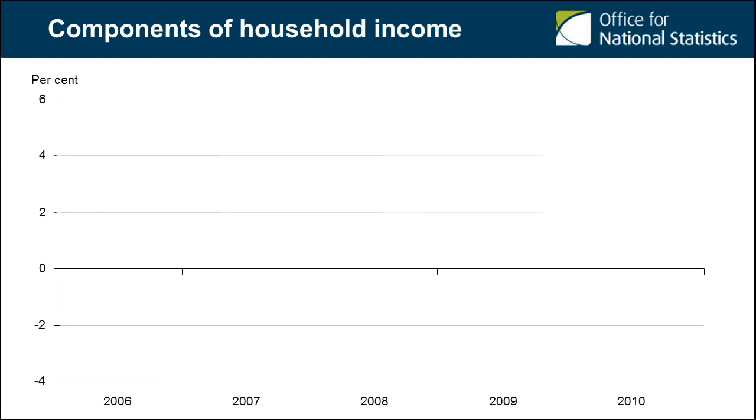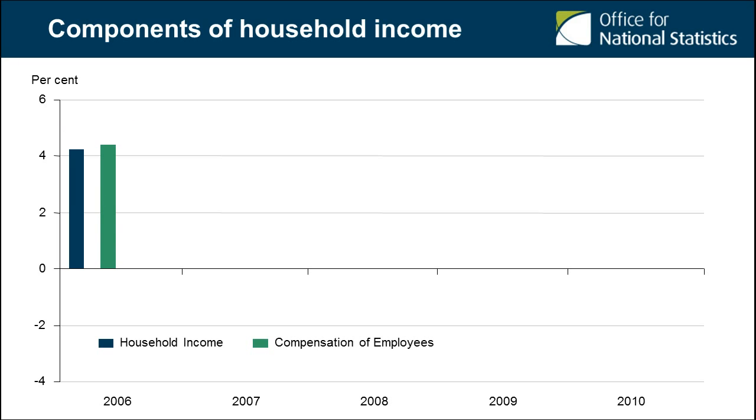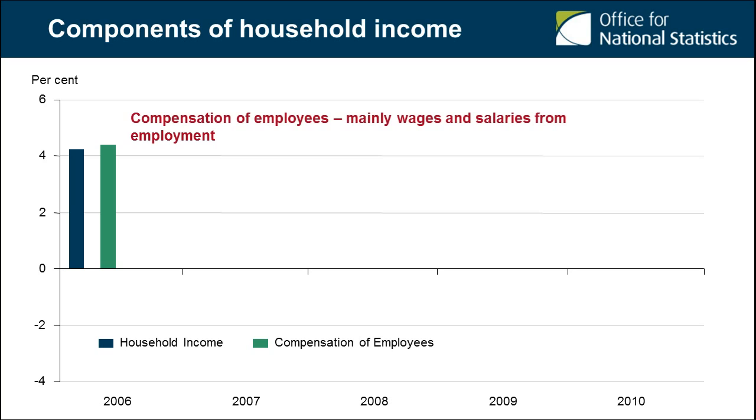We will now look at how each of the main components of household income contributes to the annual change in each of the last 5 years. First, here is the growth rate in 2006, and we can see that household income increased by 4.2%. Now let's look at the first component of household income, which is compensation of employees, which is largely wages and salaries from employment, but also includes other forms of remuneration, such as employers' pension contributions and national insurance contributions. Of the total increase in household income, this component contributed 4.4% to the growth.